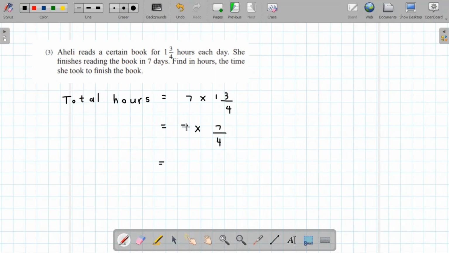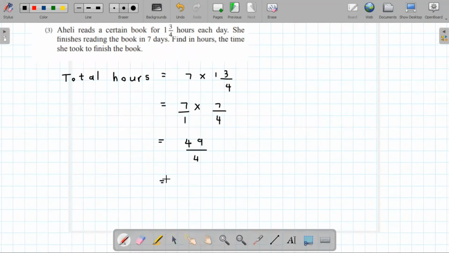If it is a whole number, you can always take the denominator as 1. So 1 into 4, 4, 7 into 7, 49. This is an improper fraction, so we have to convert it into a mixed fraction. 49 divided by 4: 4 ones are 4, 9 minus 4... 4 twelves are 48, remainder 1. So 12 1 over 4 is the answer. The total hours are 12 1 over 4.